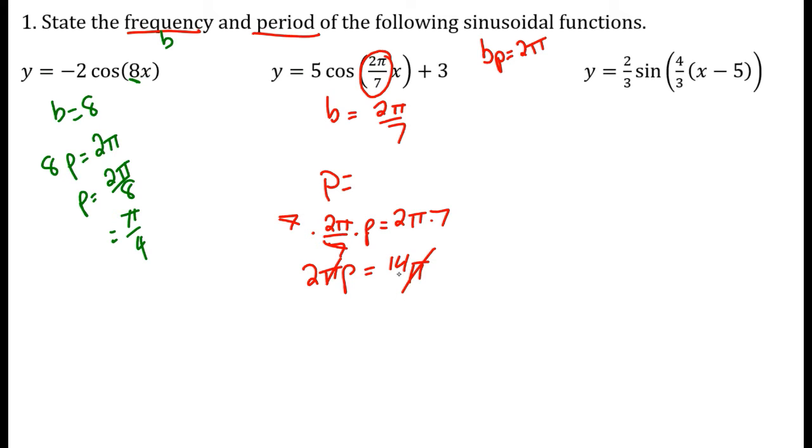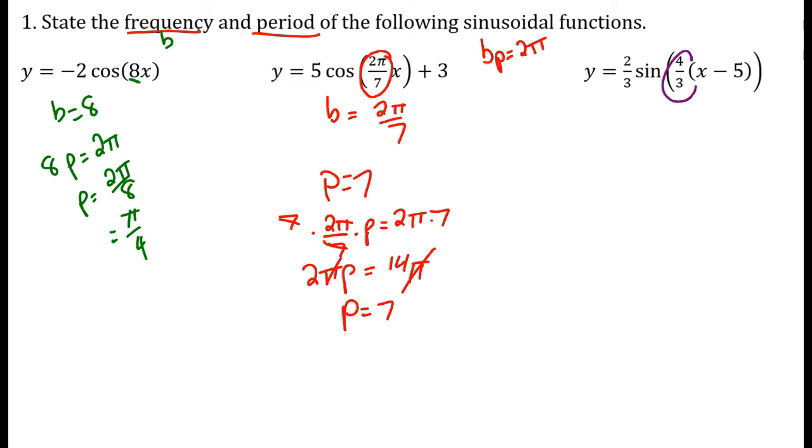Pi's divide out. 2p equals 14, p equals 7. This function has a period of 7 units. That means it takes 7 units to get through one entire cycle of that cosine curve. You should quickly say that cosine curve has an amplitude of 5 and a midline of y equals 3 as well. And finally, what is the frequency?